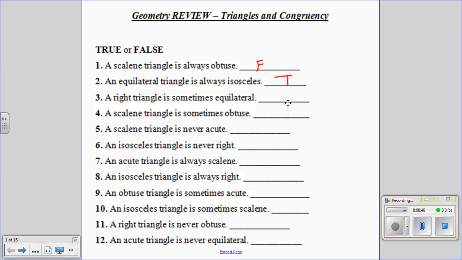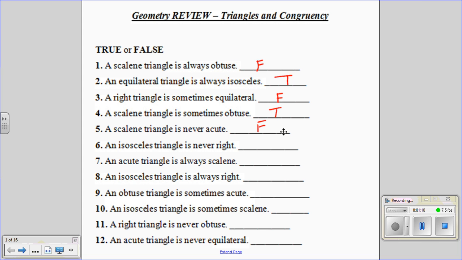Number 3, a right triangle is sometimes equilateral. That is false because equilateral have to have 3 60-degree angles. Number 4, a scalene triangle is sometimes obtuse. That is true. Number 5, a scalene triangle is never acute. That is false. It can be acute sometimes.